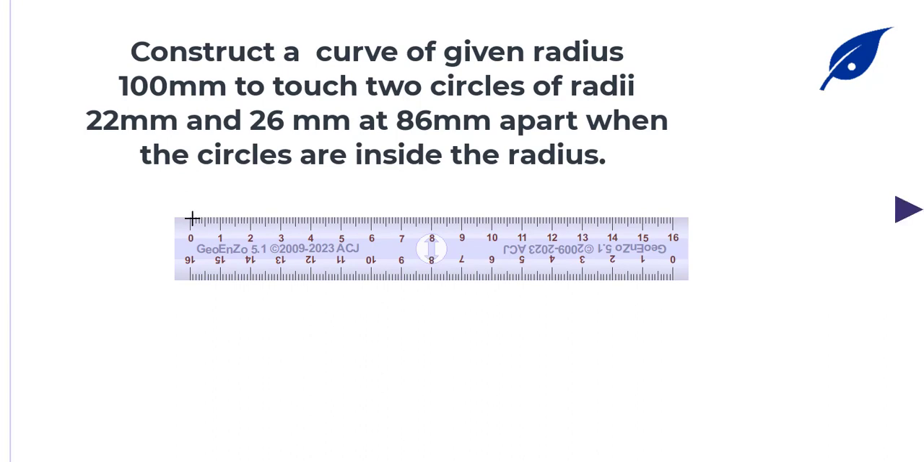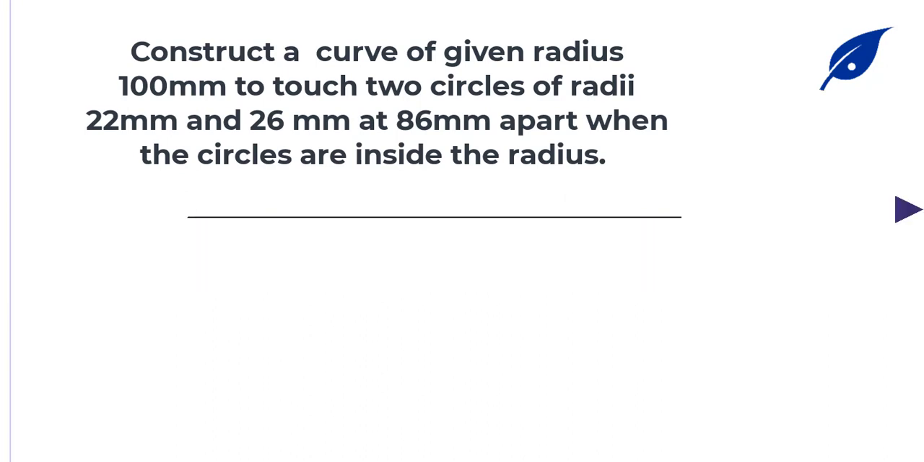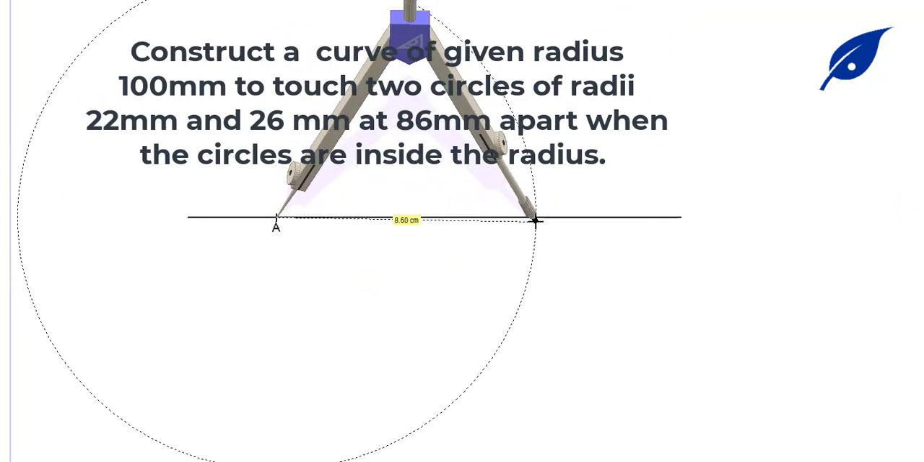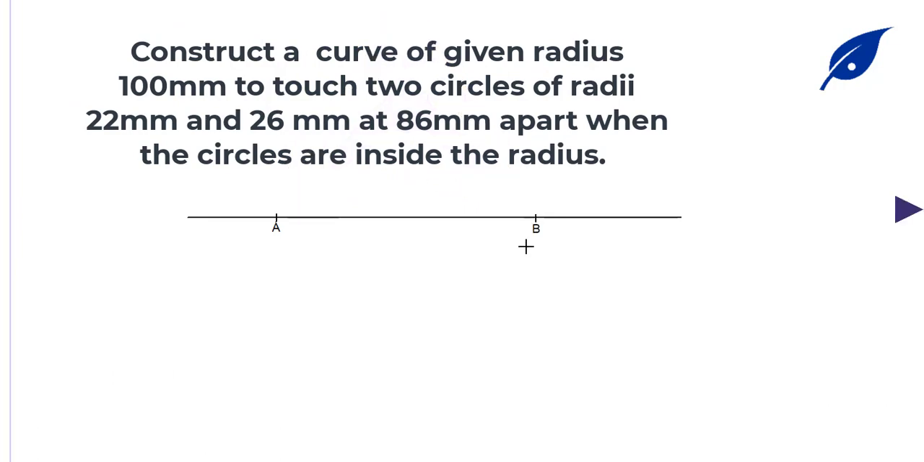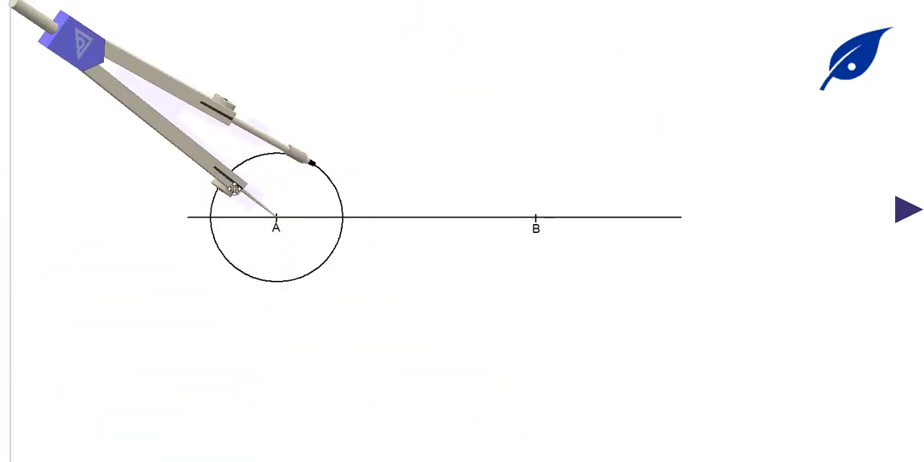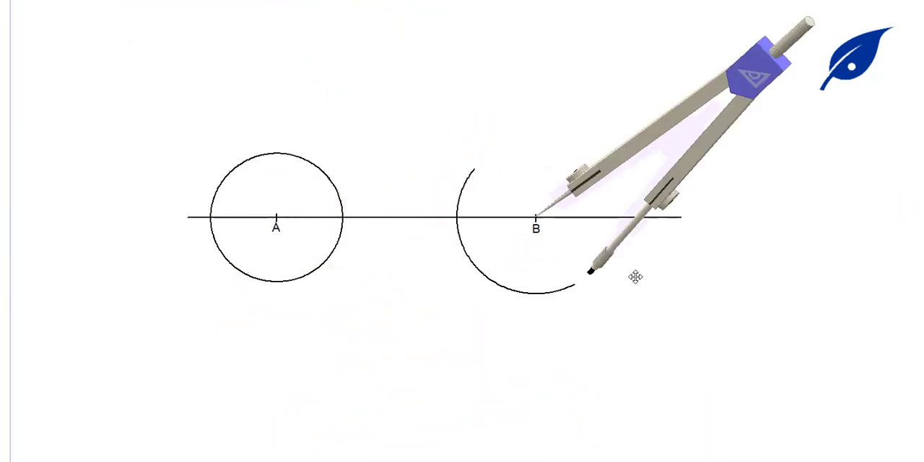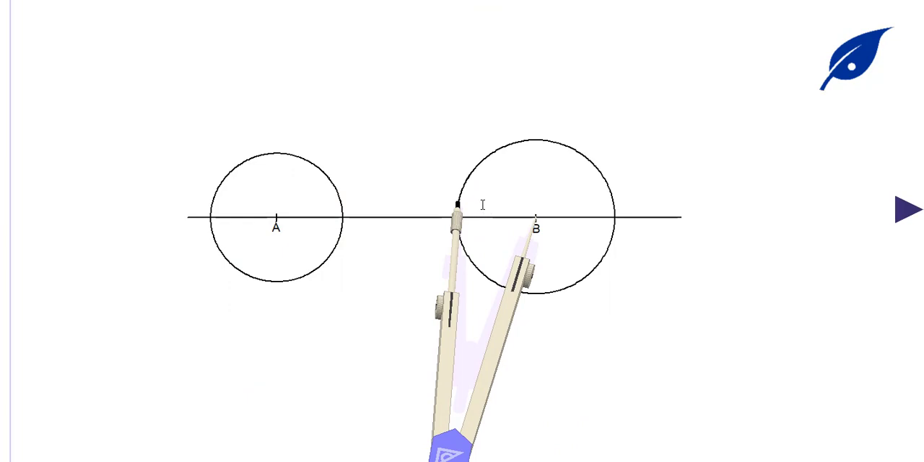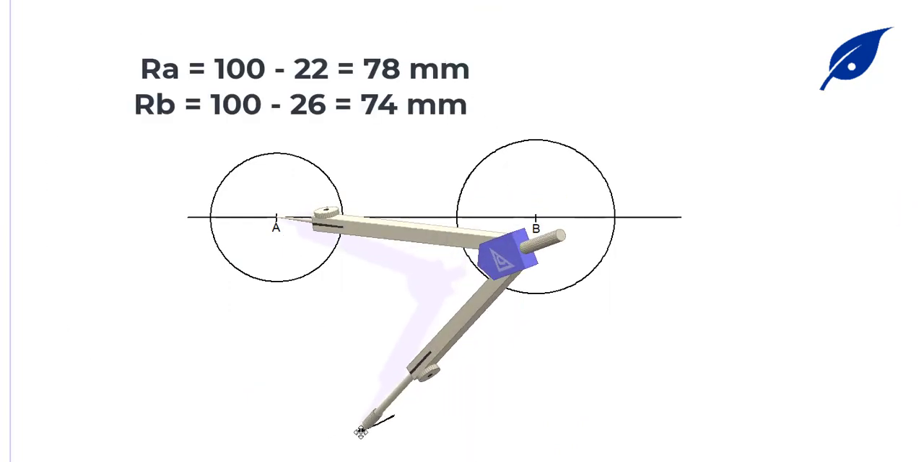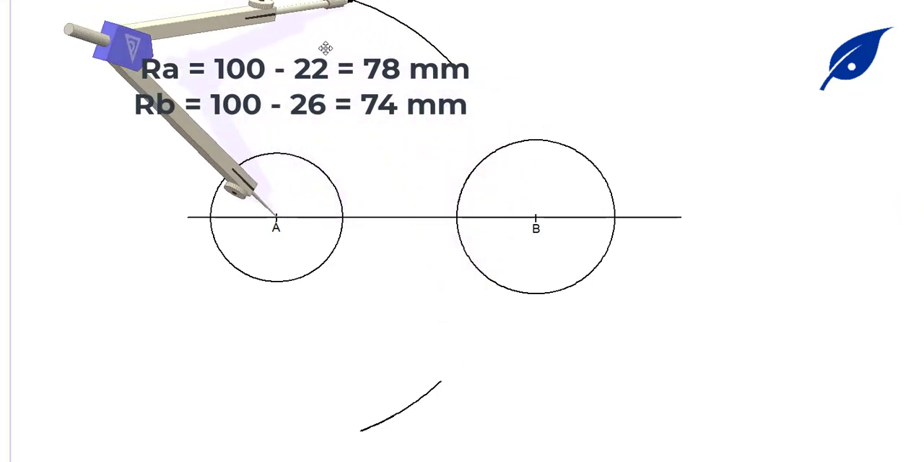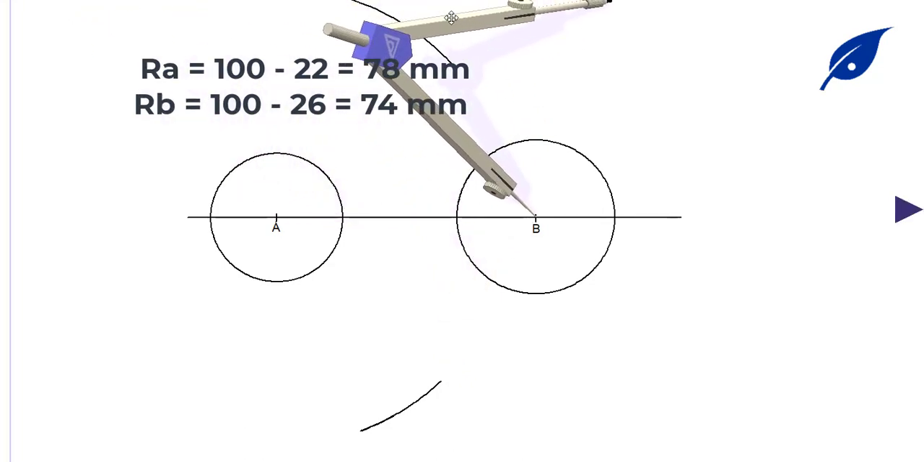In this video, consider how to construct a curve with a radius 100 mm to touch two circles of radius 22 and 26 mm at 86 mm apart, and this radius is going to be inside the circle. So we'll draw the horizontal line and get the two circles at 22 mm radius and 26 mm radius. To get the center, it's going to be 100 minus 22, which will give us 78, and 100 minus 26 to give us 74, so that we'll be able to get the point C.